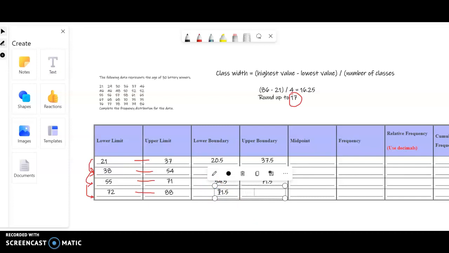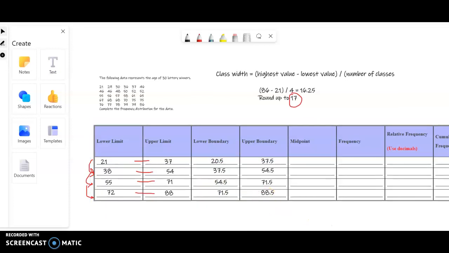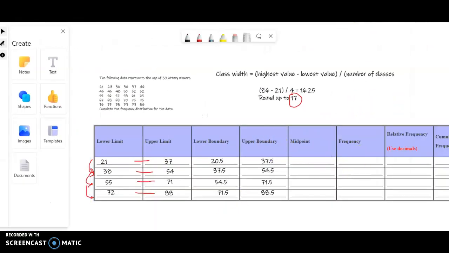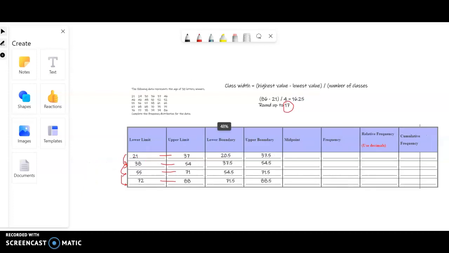71.5 to 88.5. So far, so good? Based on some questions that I was getting, it seems like that's where people were having questions, kind of over those columns there. But let's keep going here. Let me zoom out so I get the whole table.